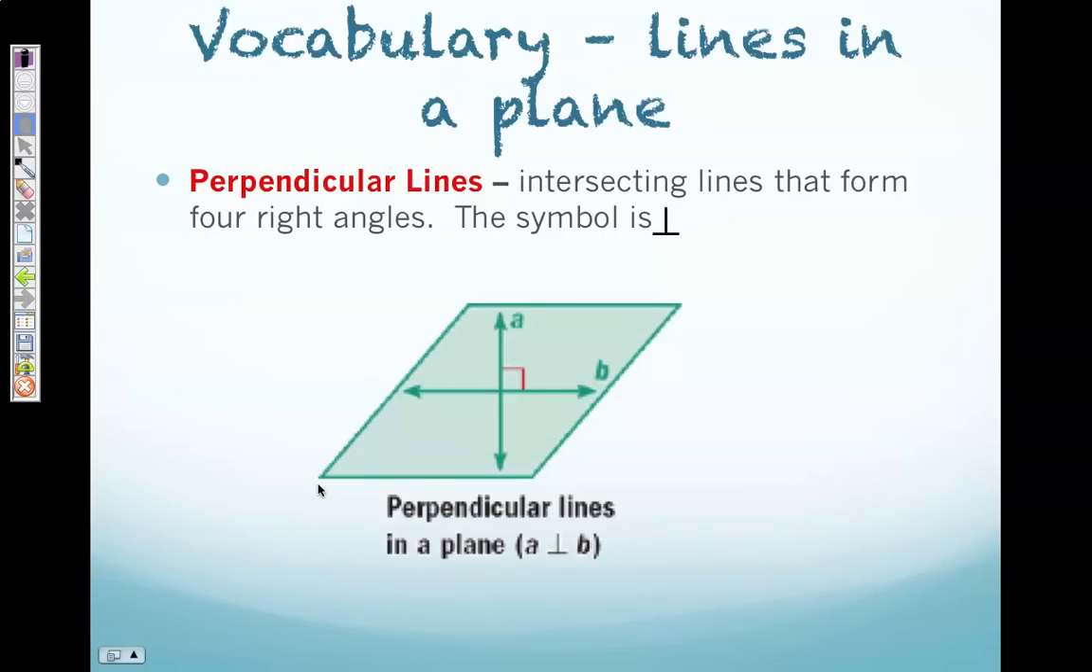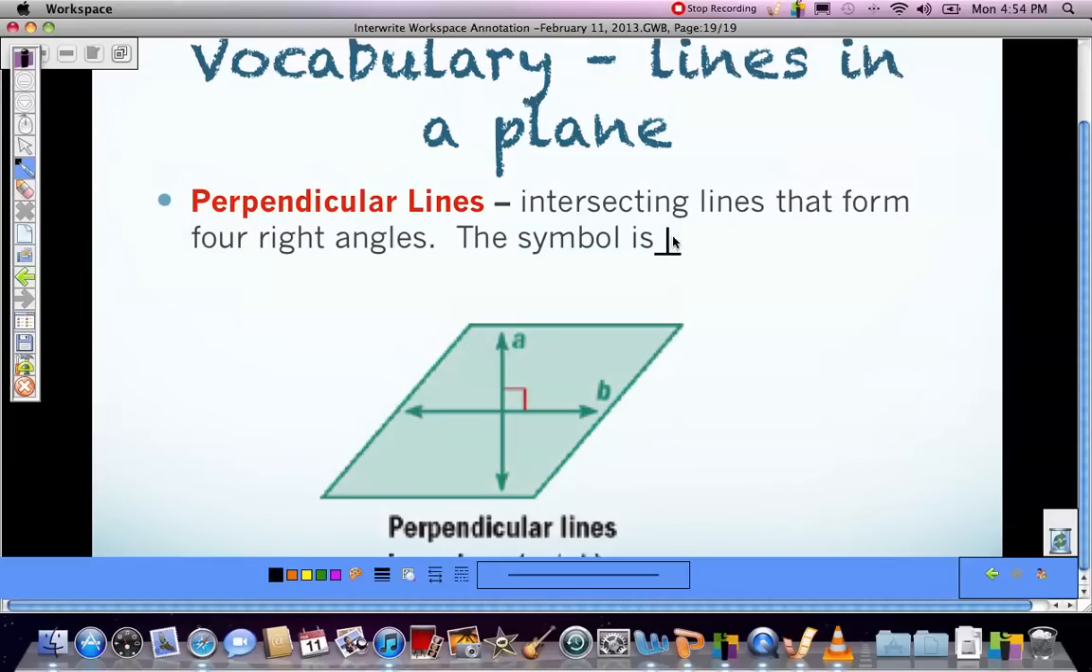All right, perpendicular lines are intersecting lines that form four right angles, and please make sure you include this symbol. The symbol is an upside down T, is how the symbol appears. You can see even the symbol has the right angle. So if I were going to talk about lines A and B, I would say that line A is perpendicular to line B, and this is how I would notate it.